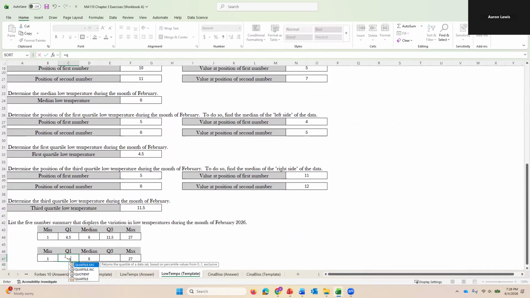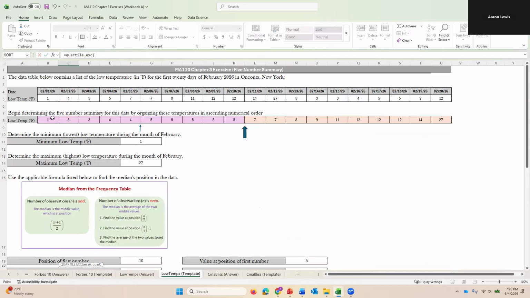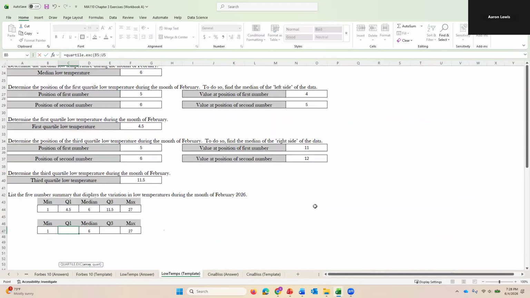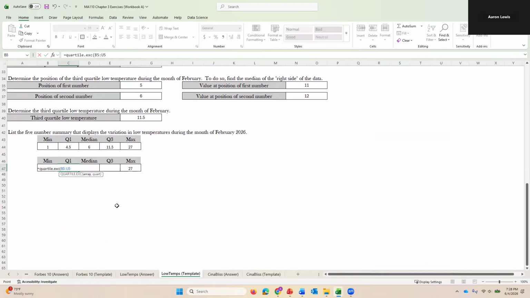So equals quartile.exc. And the first thing it's going to ask us for is the array. So I'm going to go find and highlight that same array of data. Scrolling back down, the second thing it asks us for is what quartile we want. So I'm going to put a comma in, and that's going to ask, do I want the first, median, or third quartile? Well, I want the first quartile, so I'm going to hit 1. Close the parenthesis and hit enter.